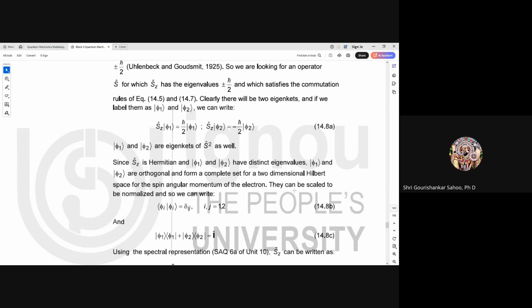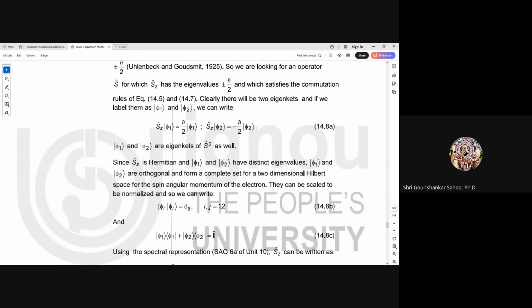Since Sz cap is Hermitian and the phi 1, phi 2 states have distinct eigenvalues, the states phi 1 and phi 2 are orthogonal and form a complete set for a two-dimensional Hilbert space for the spin angular momentum of the electron. They can be scaled to be normalized, and so we can write the bracket phi i phi j is equal to delta ij, where i, j is equal to 1, 2.